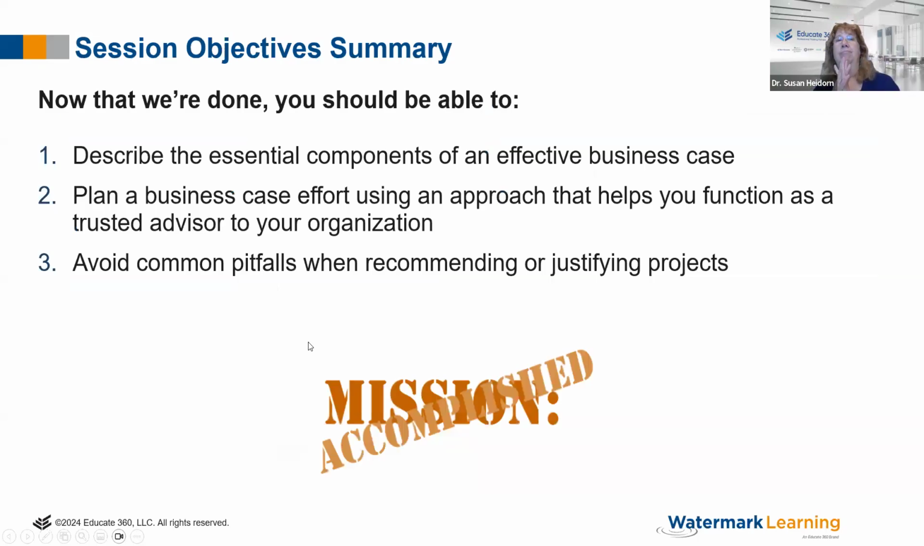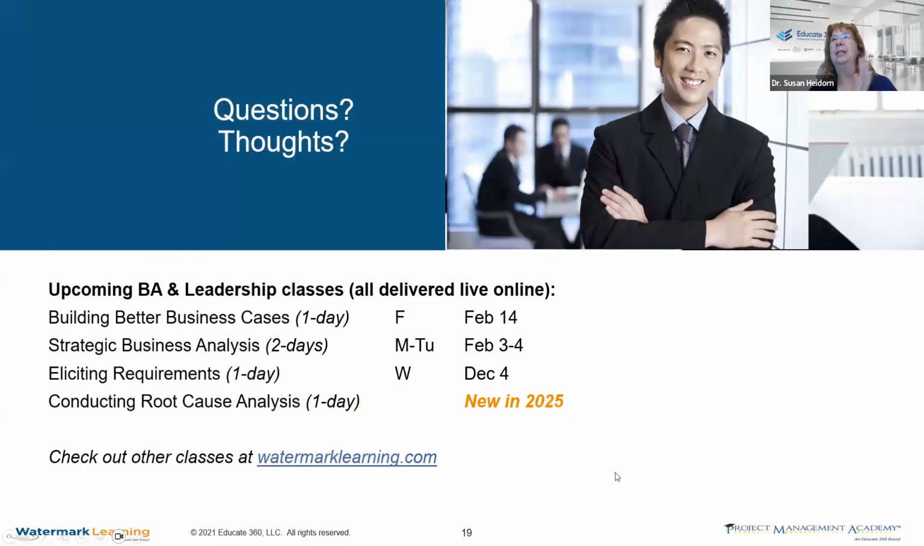So now that we're done, we'll plan. And we talked about the business case using the approach and common pitfalls. And now, just a little bit, just to note, we have some good classes coming up. Our next business case class is February 14th. Strategic business analysis, in which we talk about a lot of analysis of current state and future state, is the 3rd and 4th. Eliciting requirements, because you have to elicit requirements too when you do a business case, December 4th. And coming brand new off the shelf in 2025, we'll have a root cause analysis class.